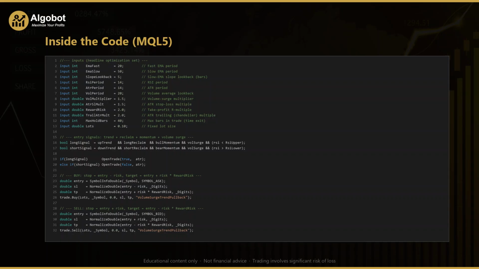The sell branch reverses this. The entry uses the bid price, the stop sits above entry, and the target is placed the reward multiple below. In both cases, the same volatility-derived risk distance drives the stop and the target, keeping the two sides perfectly symmetrical.